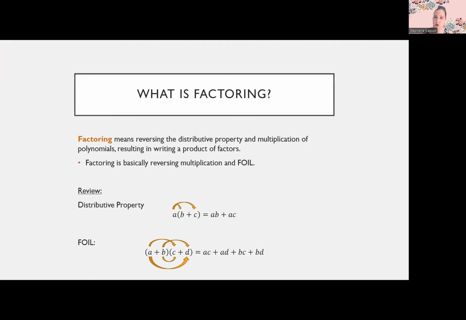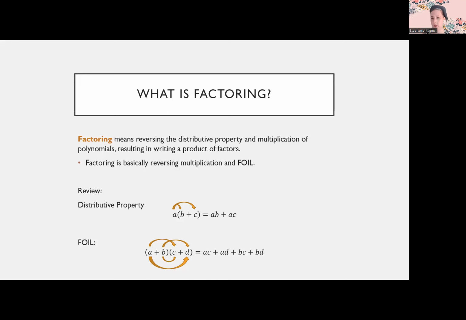So factoring is reversing our multiplication. It reverses the distributive property, and it's reversing any multiplication of polynomials. We end up writing things as a product of factors. Product means multiplication, and factors are just things that you multiply together. So you're turning things that are added or subtracted into multiplication and writing it that way. Just to review, I've got the distributive property and then FOIL here.